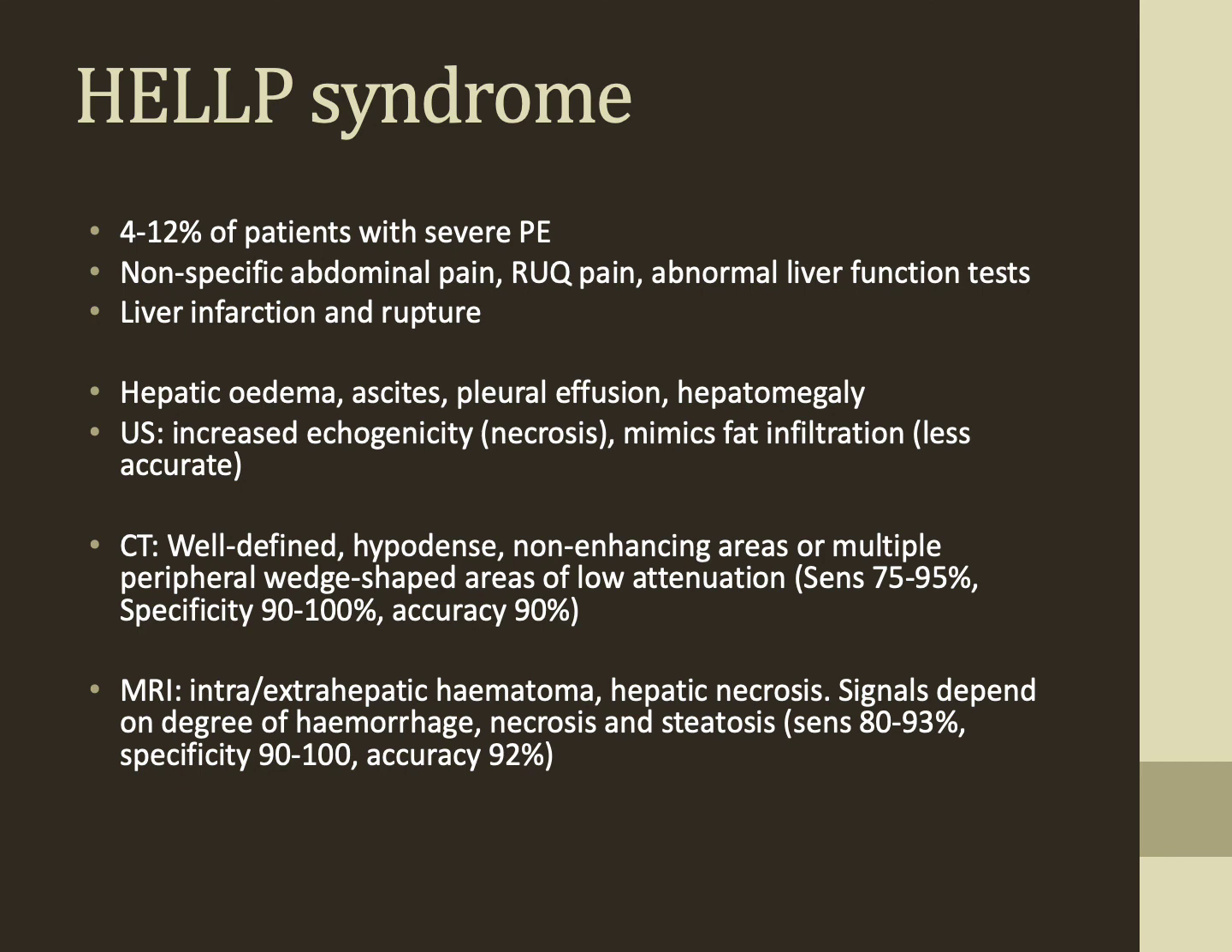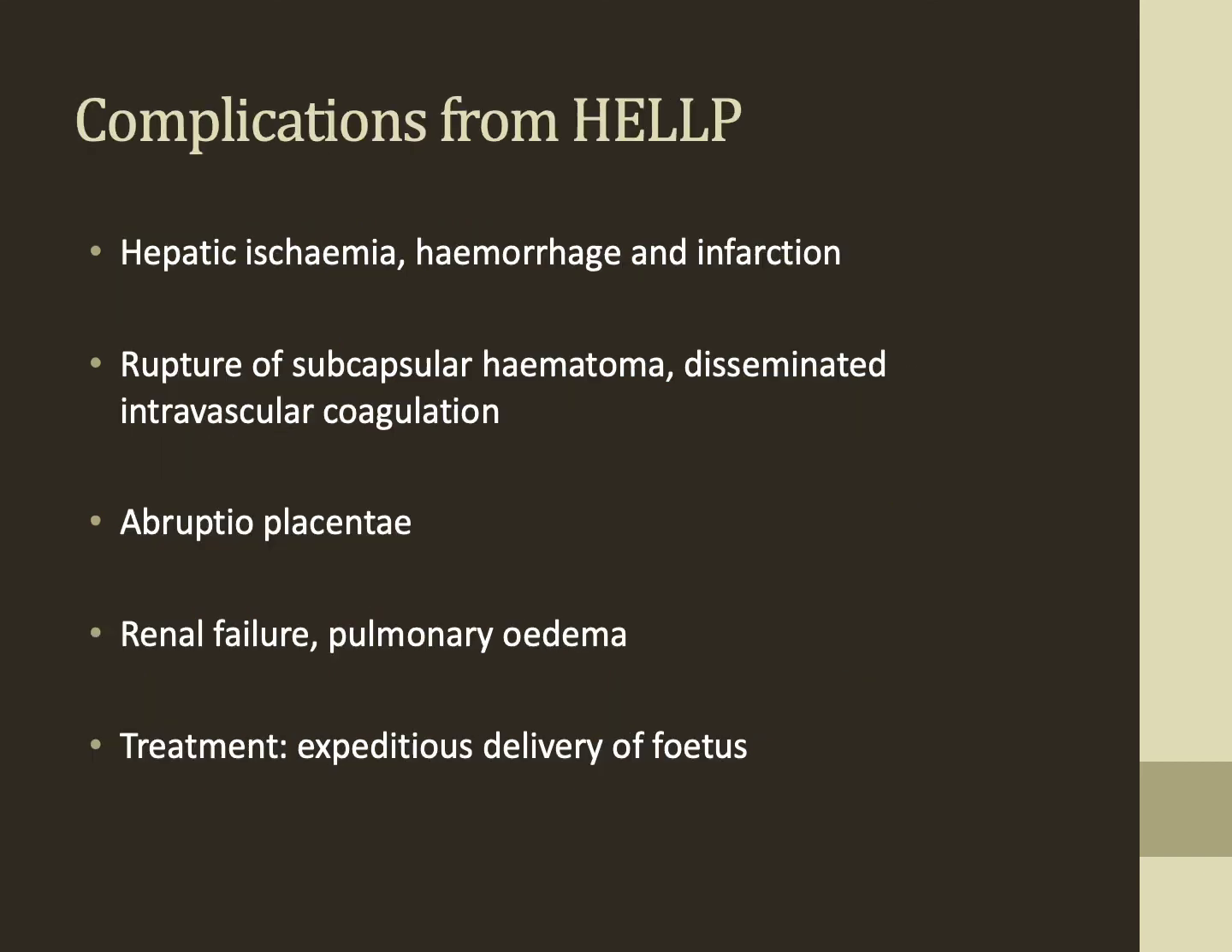However, this mimics fat infiltration, which is sometimes seen in the third trimester of pregnancy. On CT scan, which is a little bit more specific and accurate, infarcts in the liver may be seen as well-defined hypodense, non-enhancing areas or multiple peripheral wedge-shaped areas of low attenuation. On MRI, both intra- and extrahepatic hematoma may be visualized, as well as hepatic necrosis. The signals depend on the degree of hemorrhage, necrosis, and steatosis.